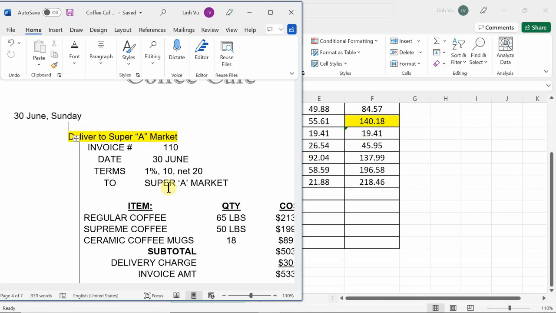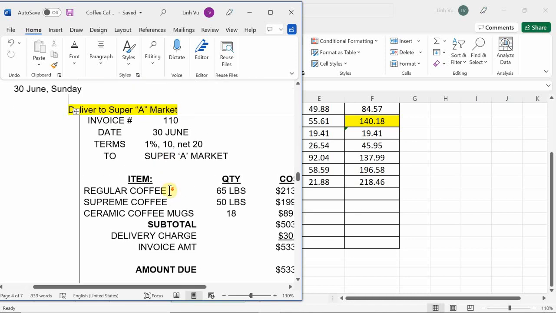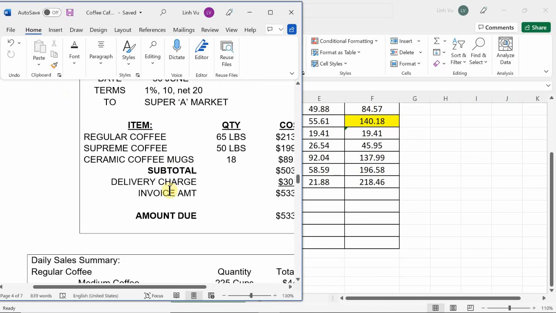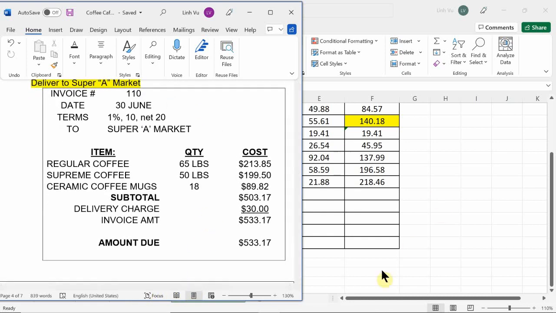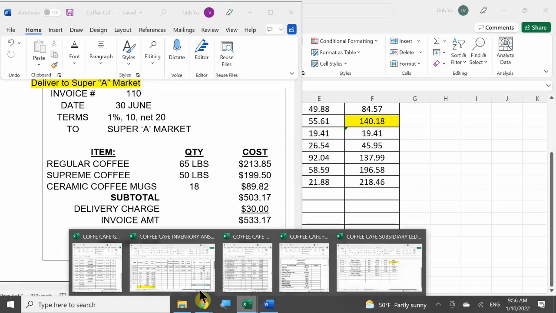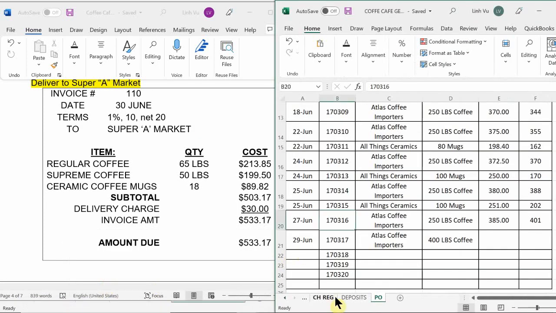We need to deliver to our Super A markets, okay? So they ordered some regular coffee, Supreme coffee, and ceramic coffee mugs on account. We gave them terms. So how are we going to journalize this?